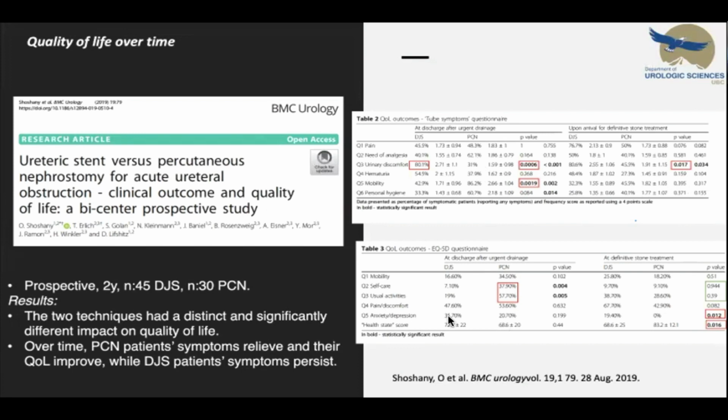For the quality of life questionnaire, we see here that self-care and usual activities were a significant issue for patients with percutaneous nephrostomy tube, which subsided and disappeared at the time of definitive treatment, or became non-significant. Interestingly, anxiety and depression in patients with double J stent became significant over time and at the time of definitive treatment.